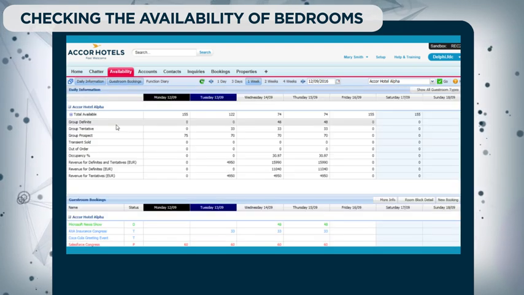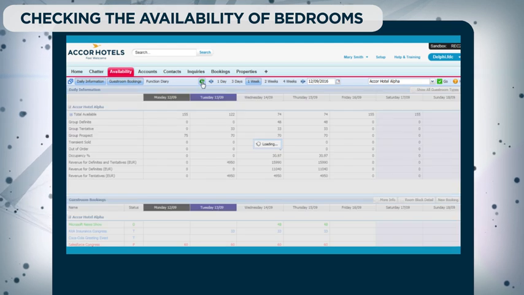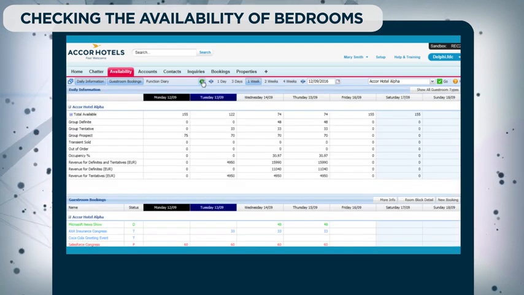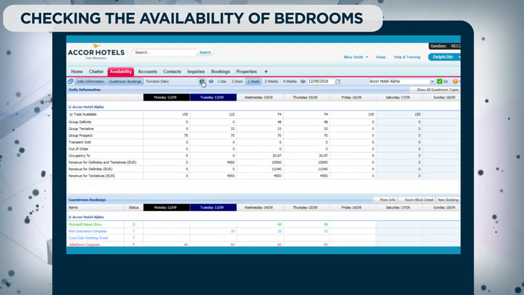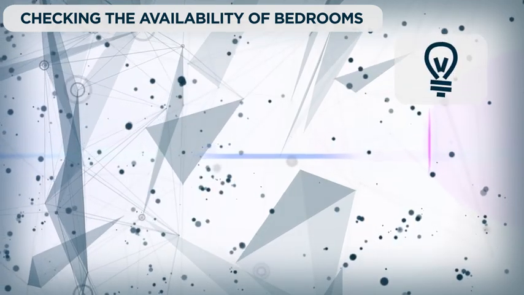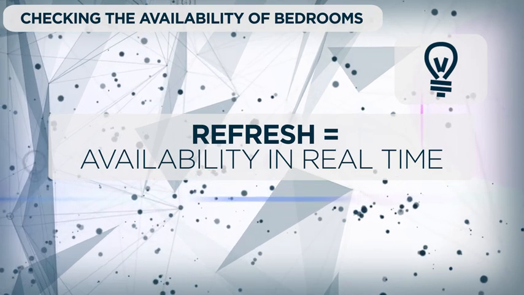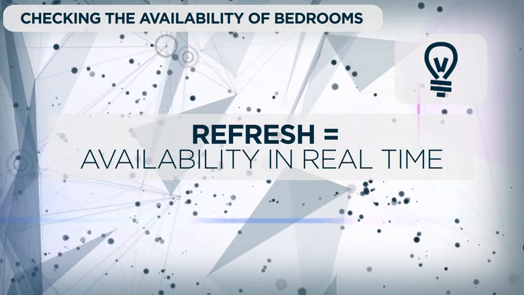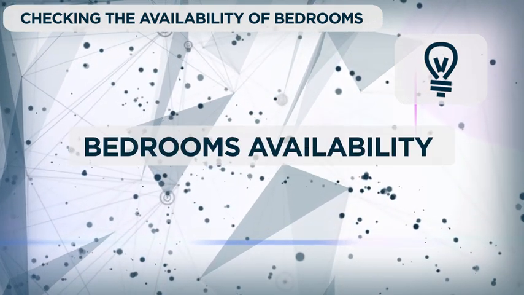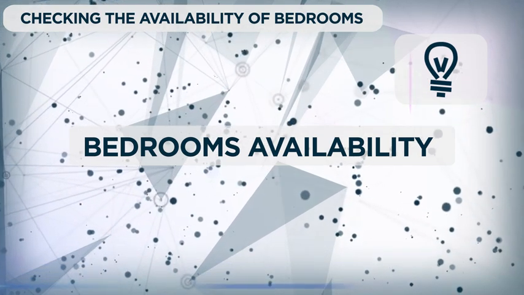Select the sub-tab Daily Information. Then click on Total Available to see the availability of the totality of room types. Be careful! Do not forget to click on Refresh to be sure that you check the availability in real time in your PMS. The availability of bedrooms only works if you have an interfaced PMS.